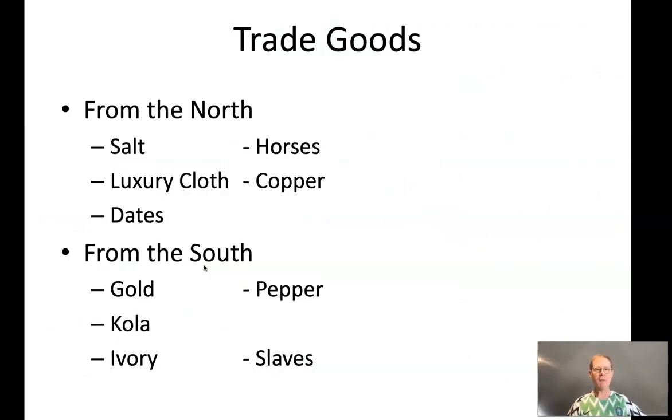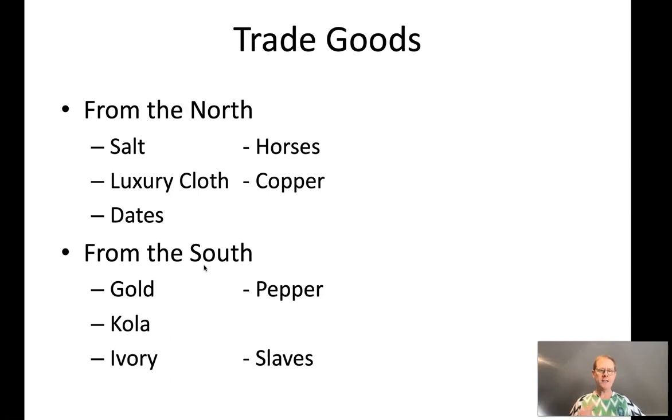So what kind of trade do we have? Well, from the north to the south, there's a number of things, including salt, which is going to be very important, horses, luxury cloth, copper, metals are always good, and dates as a food supply. From the south to the north, in roughly this order, gold. Okay? So these first two items, salt and gold, are going to be the major goods. This trade is largely going to be a gold for salt trade. But other things are going to come from the south too, like cola nuts, ivory, pepper, and some slaves.